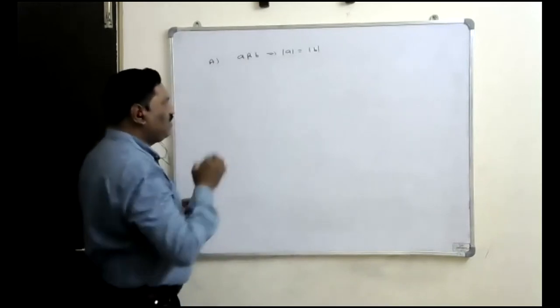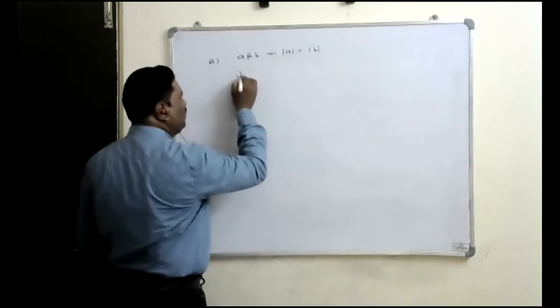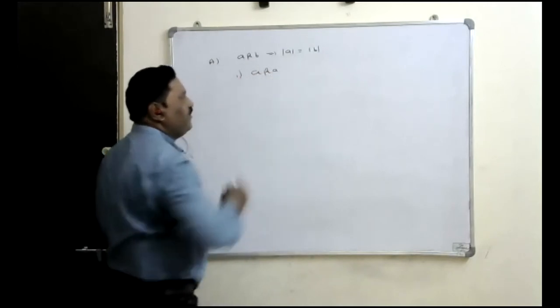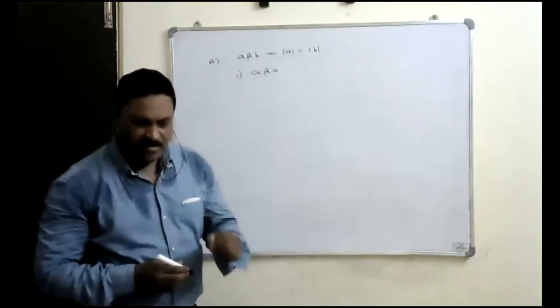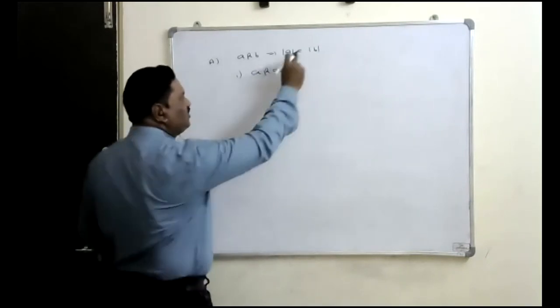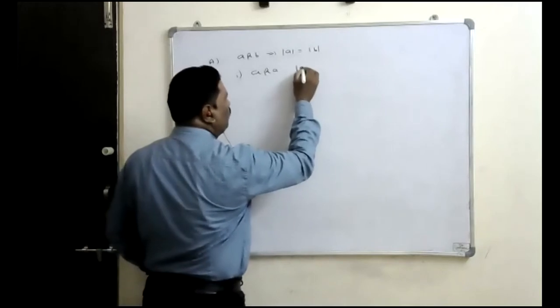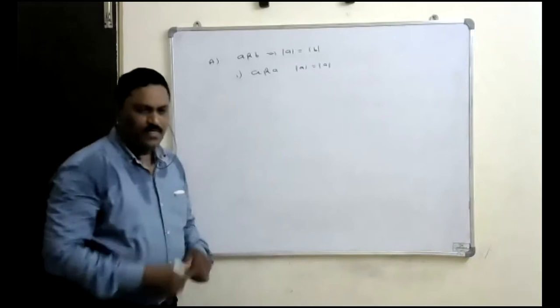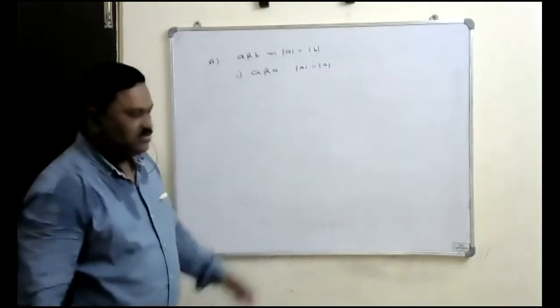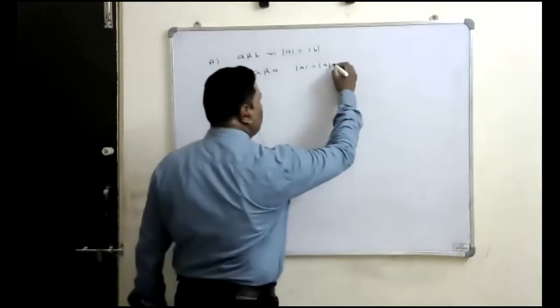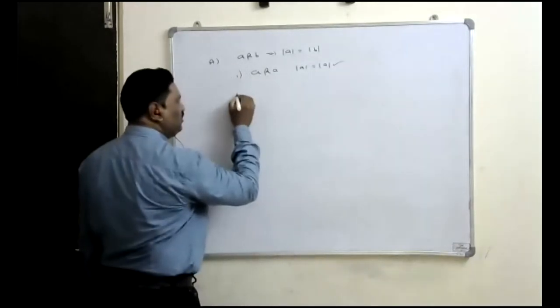So here we will check all three cases. First case, whether it is reflexive or not. Reflexive means every element should be related to itself, meaning A should be related to A. So here the relation is equal, that is, mod A is equal to mod A. A and B are equal here, so mod A is always equal to mod A. That's why this is correct. It is a reflexive relation.